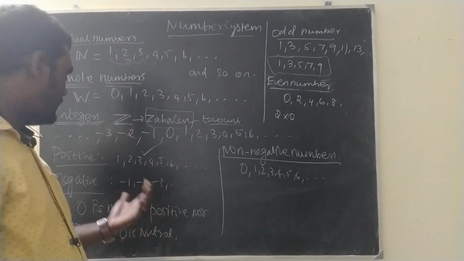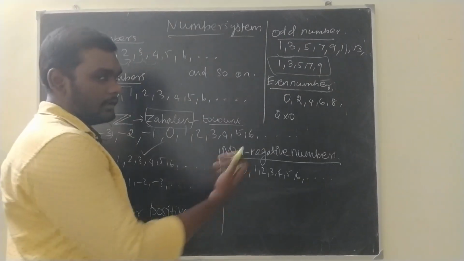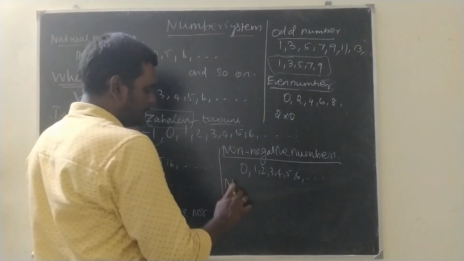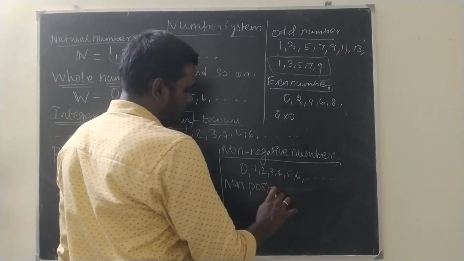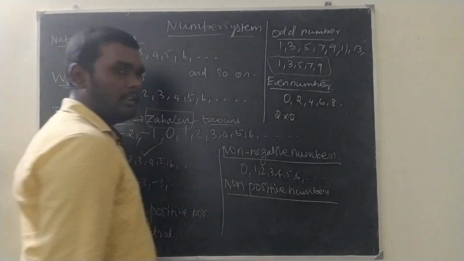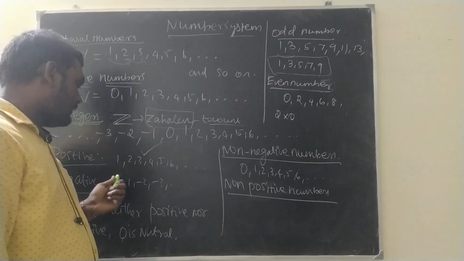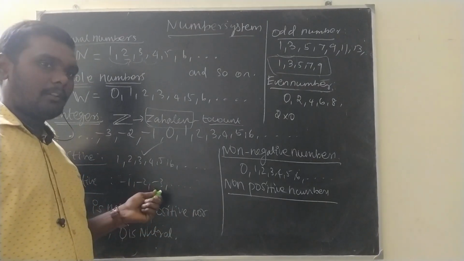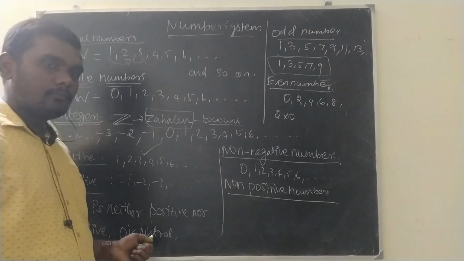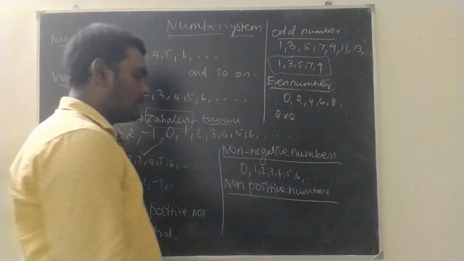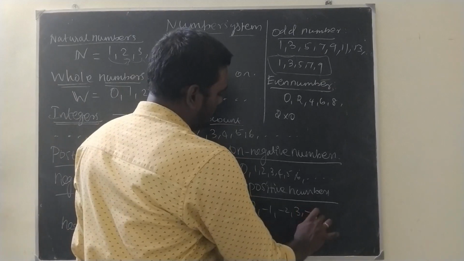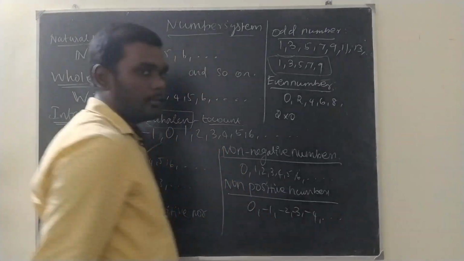Then negative numbers you know, non-negative numbers we know, also positive numbers we know. Non-positive numbers, what do you think? No, not only the negative numbers. When you say non-positive, these are negative, so these are not positive. 0 is also not positive, right? So 0, negative 1, negative 2, negative 4 and so on it goes.